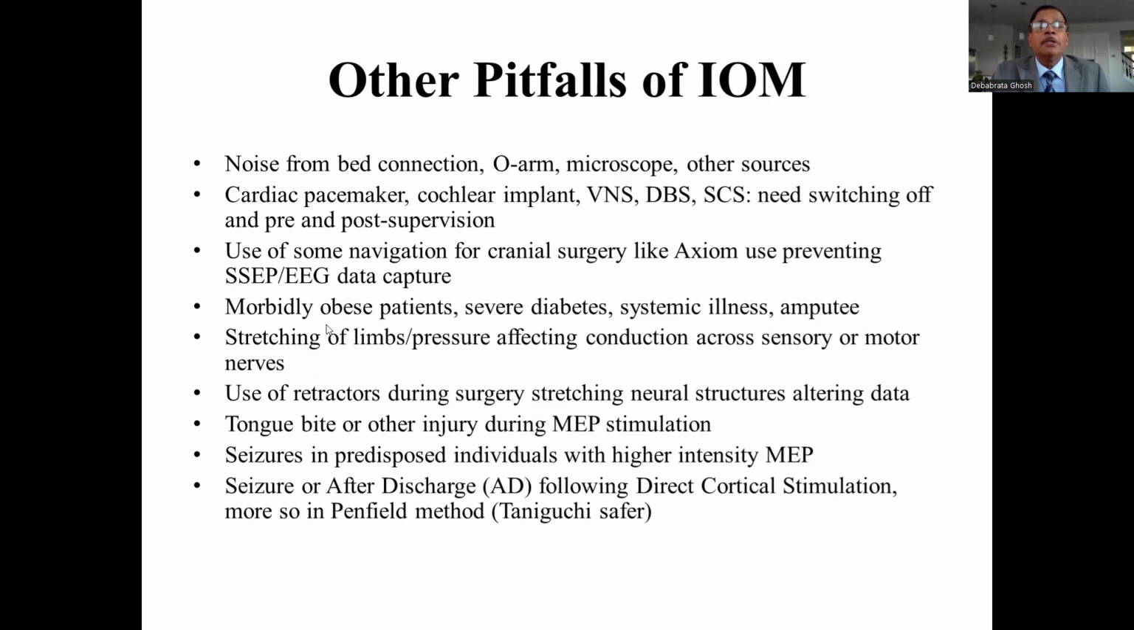If there is severe diabetes, systemic illness, or morbidly obese patients, it is very challenging to record. Stretching of the limbs or pressure sometimes cause changes. Use of retractors are also very important to know. Tongue bite or other injury during the MEP stimulation, seizures in predisposed individuals, also after-discharge or seizure following the direct cortical stimulation.